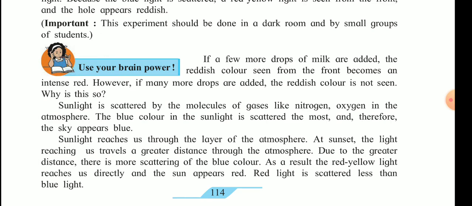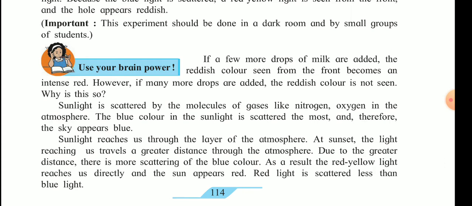Now the reason for this is here. As more and more milk is added, more particles of protein and fat scatter the light, and the blue color is scattered more than orange or red light, and the beam appears blue from the sides. If a few drops of milk are added, along with blue color, orange and yellow are scattered, and only the intense red is seen from the front. So when many more drops are added, even the red color is scattered and we do not see any color from the front.